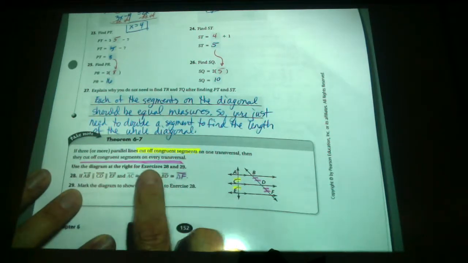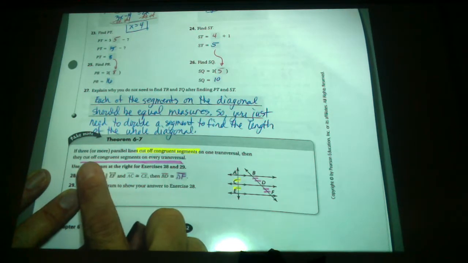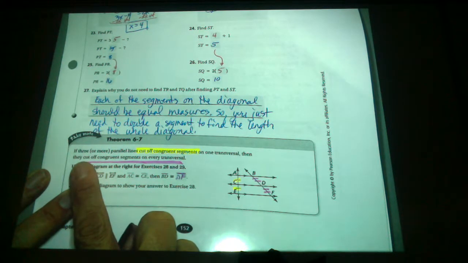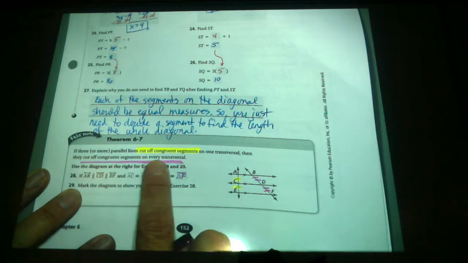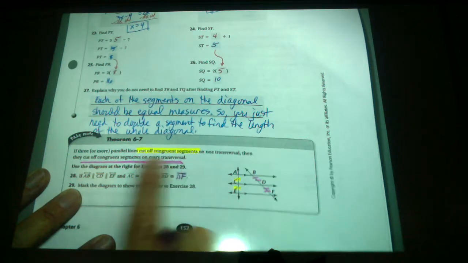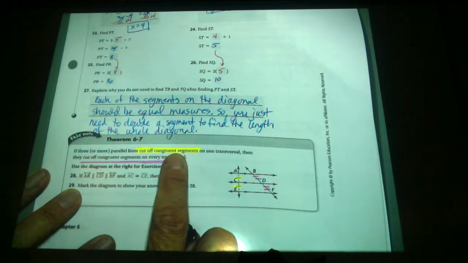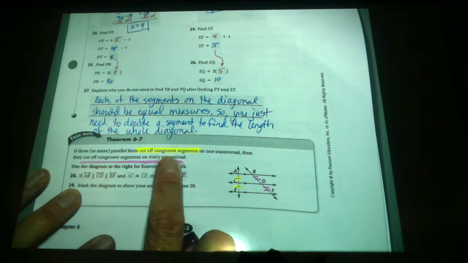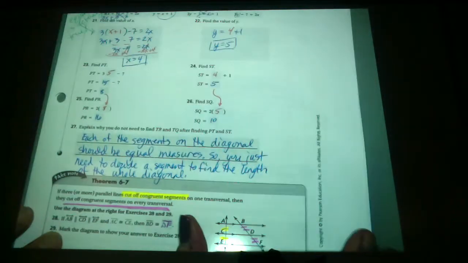What would be the converse? Well, look at your theorem on the other side of the paper. So here, look at the theorem. It says if two or more transversals are cut into congruent segments, then those lines are parallel, or all lines of those transversals are parallel. Would you say that that's true?